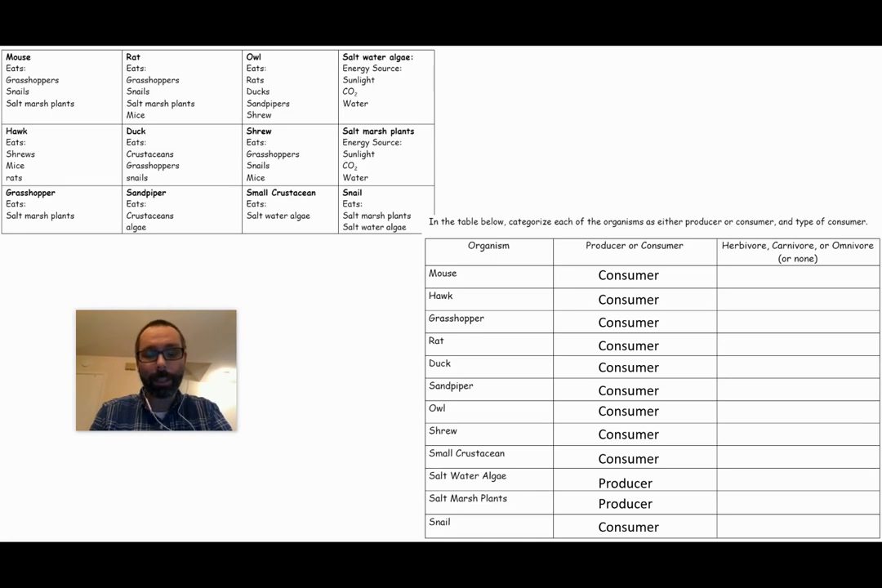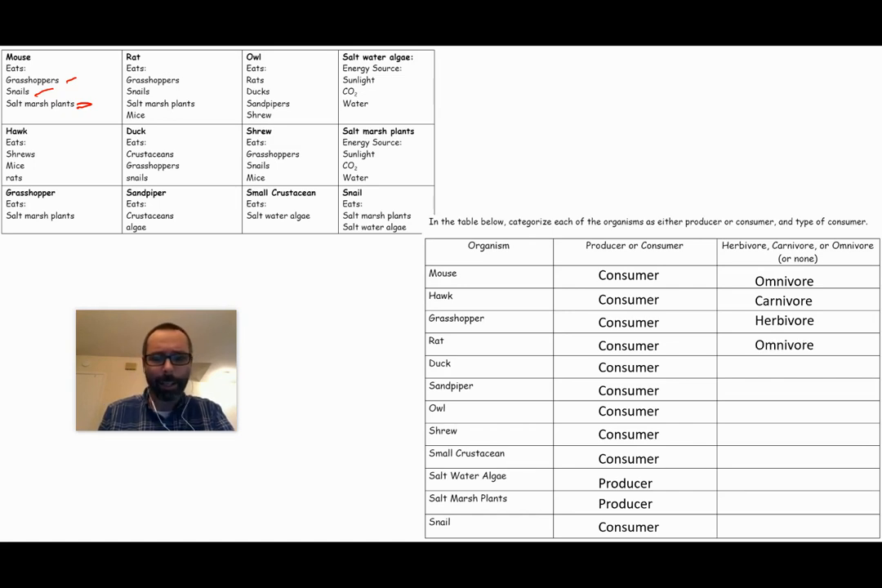Then you had to go through and see what type of consumer they were. This is where you had to get into a little more detail. For the mouse, you had to look through and see it eats grasshoppers and snails, which are both consumers, but then it eats plants, which is a producer, which would make the mouse an omnivore. The hawks eat shrews, mice, and rats, and so those are all consumers, which would make the hawk a carnivore. Now, the grasshopper, I made it only eat salt marsh plants. I do believe that if a grasshopper came across a smaller insect that it could get its claws on, it would eat it.